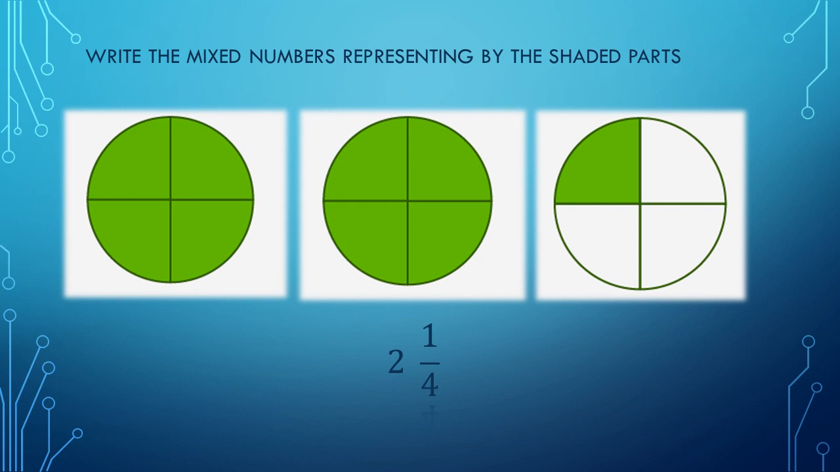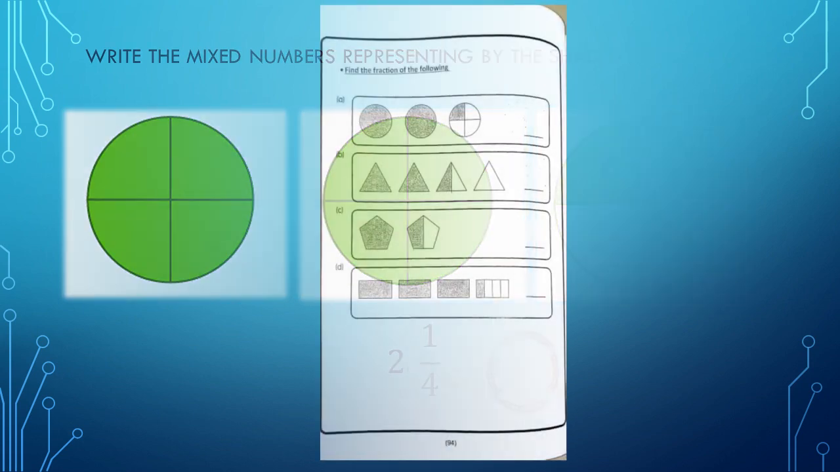So how many shaded parts are here for all the shapes? I have 2 whole shapes shaded, and the third one a quarter of it is shaded.